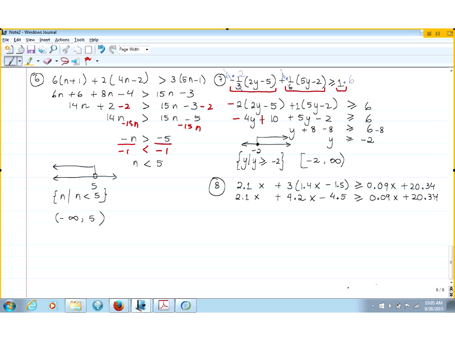Okay, so what should we do here? Oh, do you want to clear the decimal or no? No? Okay, so we can combine like terms. What is 2.1 plus 4.2? 6.3x minus 4.5 is greater than or equal to 0.09x plus 20.34. Okay, so what next?